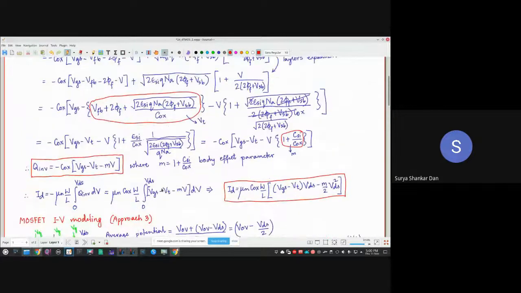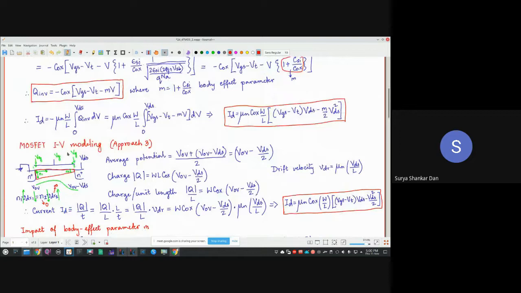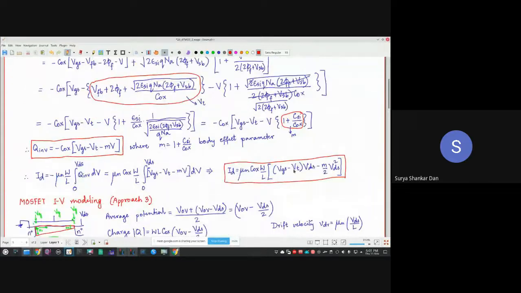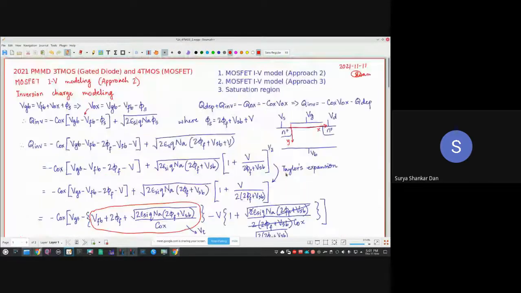So we have essentially found out 3 different approaches for developing the model for the MOSFET IV modeling. This is the simplest one, but valid only for large channel devices. This is with the charge sharing model. The first one was the surface potential based model. That was approach 1. So today we have finished all of them.